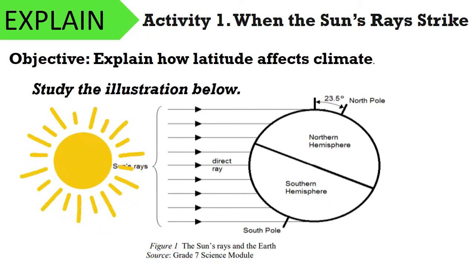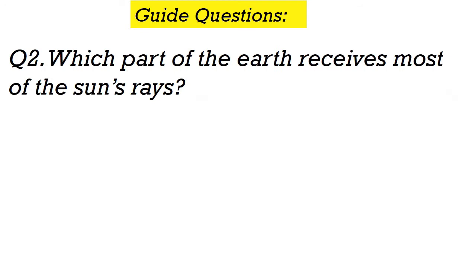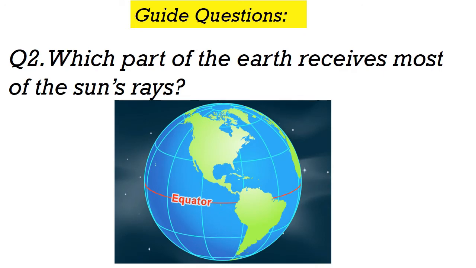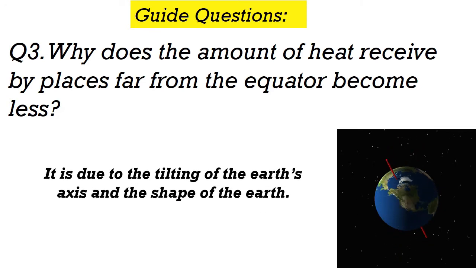Let's revisit the activity you have done a while ago. How much is the tilt of the Earth's axis? 23.5 degrees. Which part of the Earth receives most of the sun's rays? Equator. Why does the amount of heat received by places far from the equator become less? It is due to the tilting of the Earth's axis and the shape of the Earth.